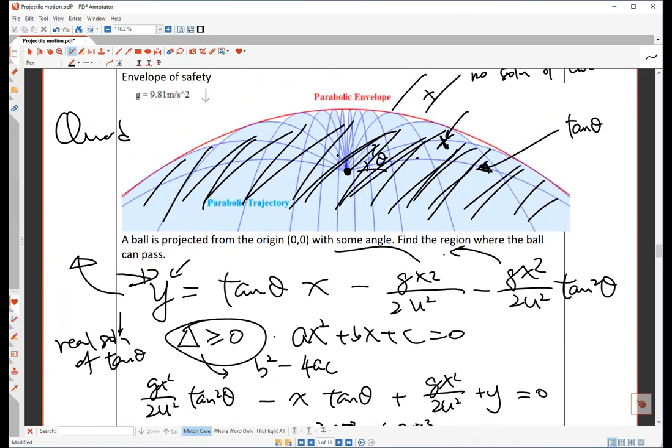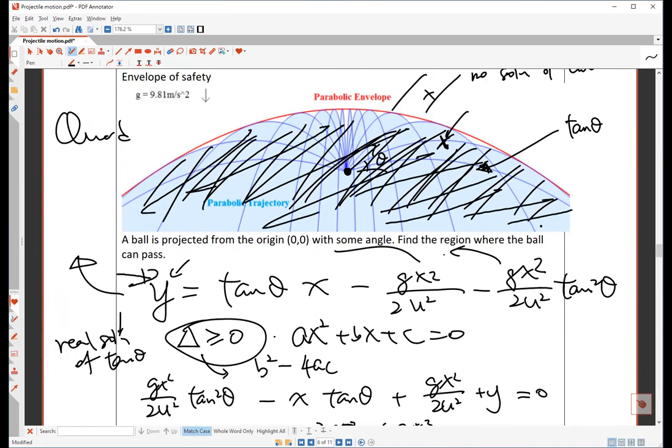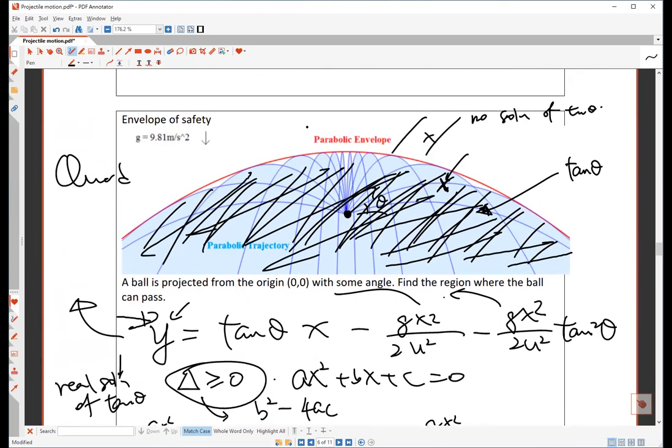Okay. This question, the trick is these are the regions where you can find the angle to hit the point, or to hit any point in this region. So that means there is a solution of theta. Then that means there's a solution of tangent theta. And if there's a solution of tangent theta, then that means you can use the discriminant to solve it. Okay?